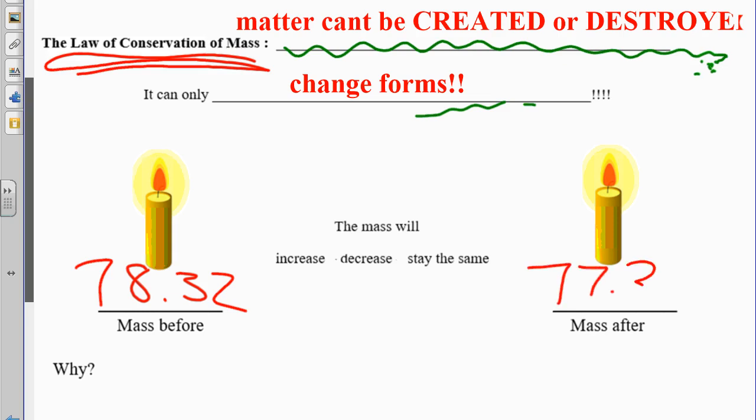77.3. What happened? The mass went down. Oh my God, did we just break the law of conservation of mass? Why? Where did it go? Into the air. Where do parts of the candle go? They go into the air.